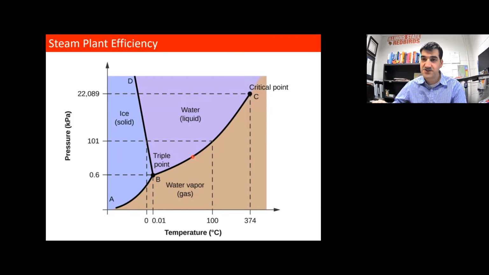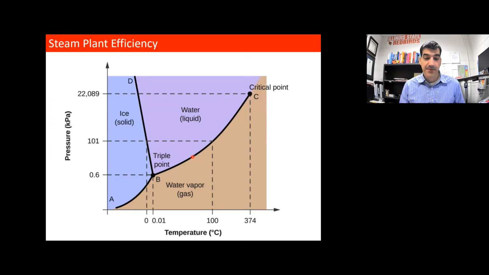And if we decrease the pressure, that happens at a lower temperature, which is good if we want a low T cold, and we do, to increase the Carnot efficiency. All right, so hopefully all that rationale made sense. So that's how we operate with a higher T hot and a lower T cold.